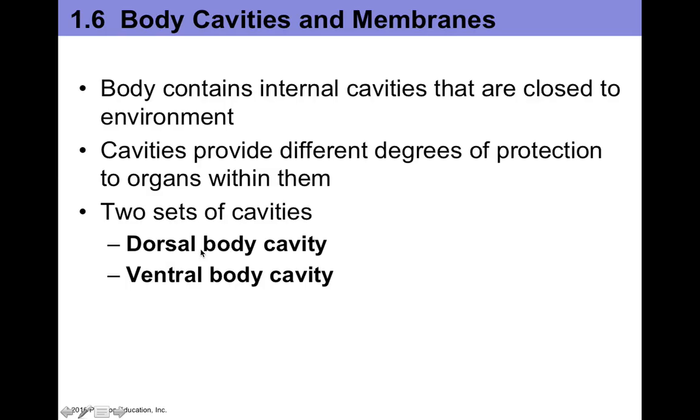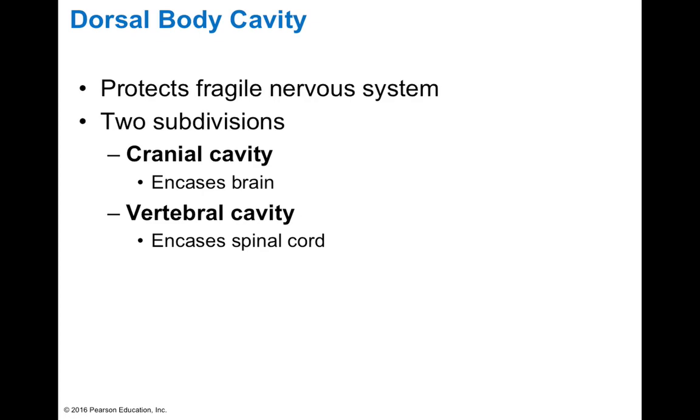Remember, dorsal meant backside or posterior, ventral meant belly side or anterior. So the dorsal body cavity is going to be more posterior than the ventral. Now, the dorsal body cavity has two major subcavities within it. It's made of a cranial cavity, which includes your cranial bones that encase your brain, and the vertebral cavity, which is the space along your vertebrae that encases your spinal cord. So the cranial and vertebral cavities together make the dorsal body cavity.